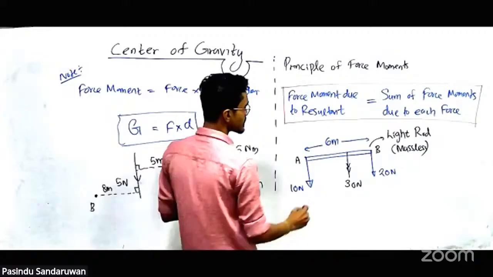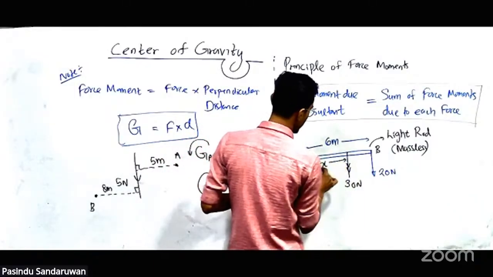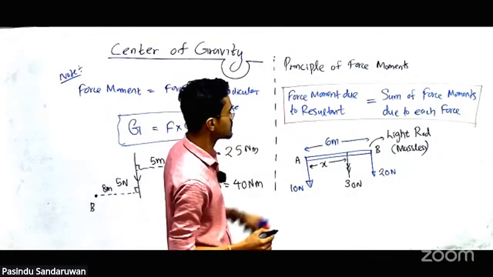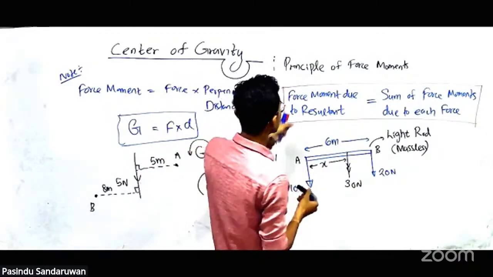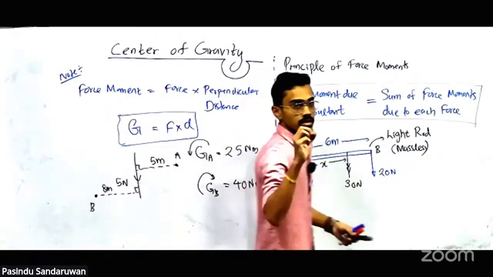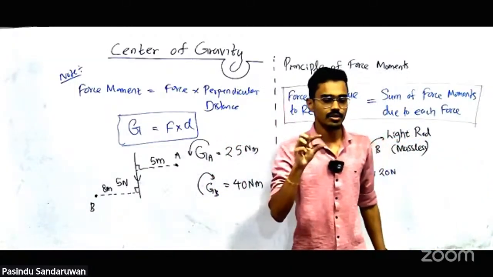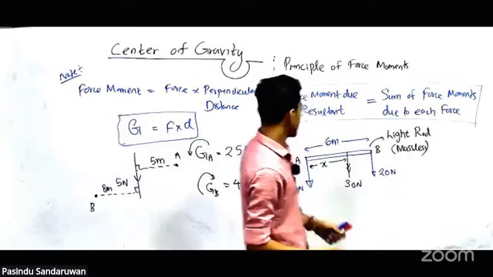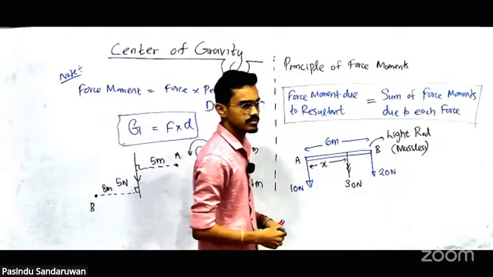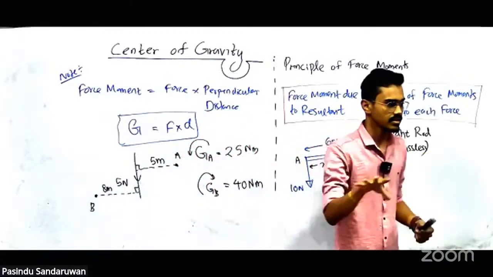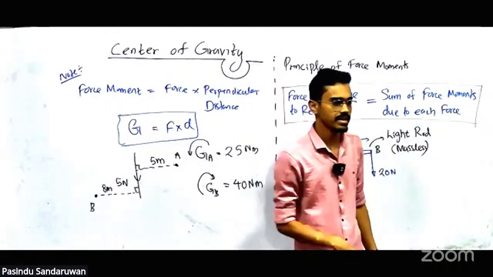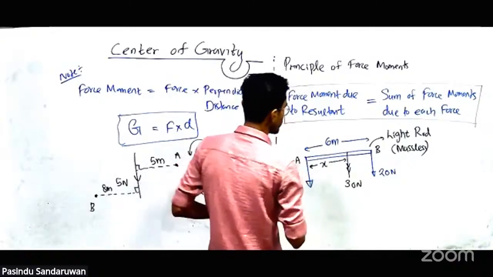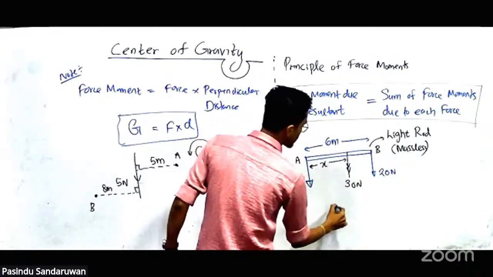Right. Now, say this is x from A. Now, I'm going to apply this. See how this application is done. Force moment due to the resultant. Now, when we consider force moments, we have to select a point. Right? Now, as a point of force moments, I will be considering A. If you consider A or B, the result will be the same. I will be considering A because I have marked the distance from A.